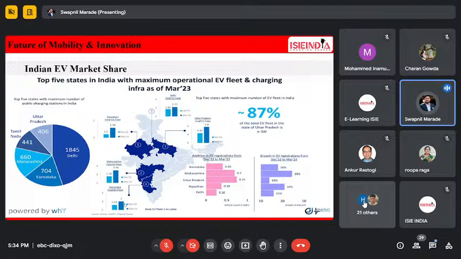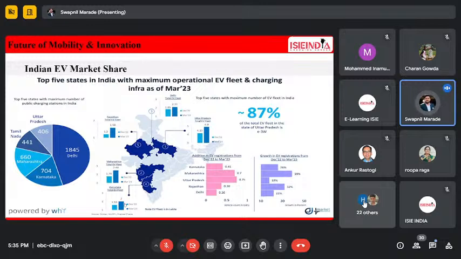And second is the top few states with the maximum number of EV fleet in India, which is 87% of the total EV fleet in the state of Uttar Pradesh, of electric three-wheelers. So electric three-wheelers have sold the most. As compared 2022 to 2023, we can see Karnataka is 26%, Maharashtra is 39%, Uttar Pradesh is 32%, and Rajasthan is 32%, and Delhi is at 22%.